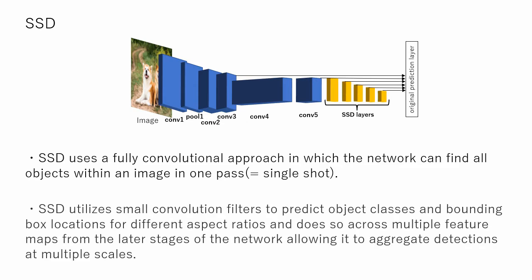SSD utilizes small convolution filters to predict object classes and bounding box locations for different aspect ratios, and does so across multiple feature maps from the later stages of the network. This allows SSD to aggregate detections at multiple scales.